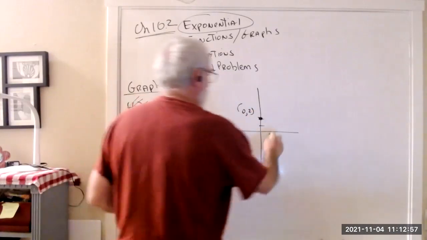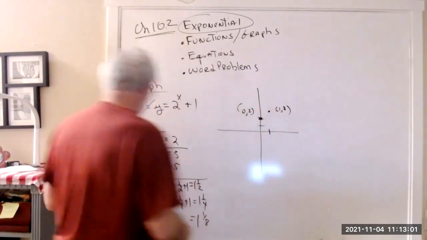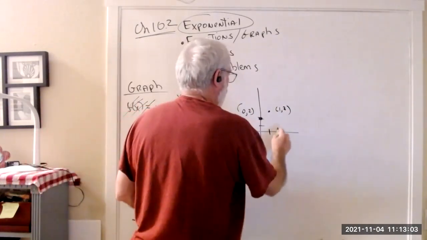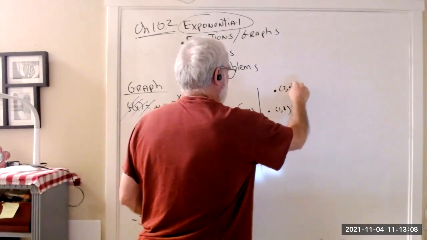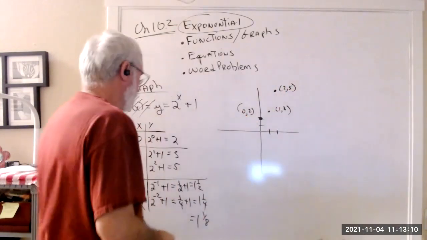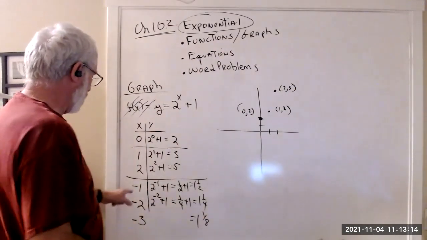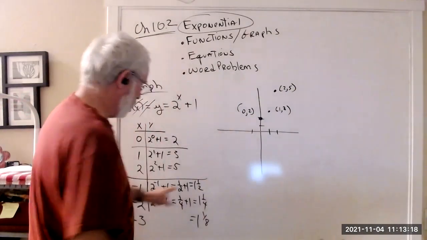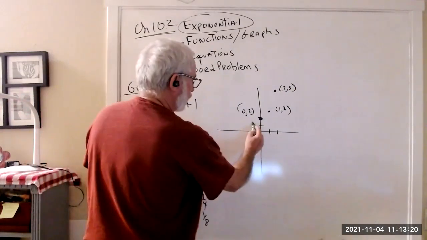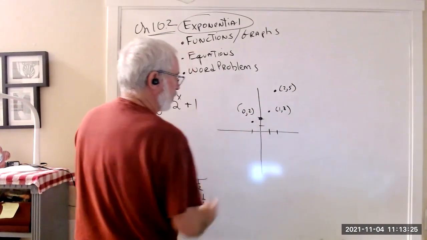When x is 1, y is 3. When x is 2, y is 5. Kind of like that, roughly. Okay. Now comes the fun stuff. When x is negative 1, y is 1.5. So sort of like there, somewhere between 1 and 2.